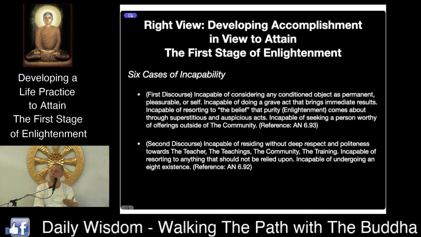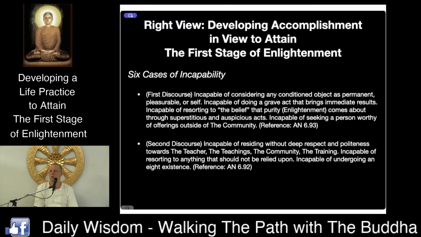He says that by the time you get to accomplishment in view, you will be incapable of resorting to the belief that purity or enlightenment comes about through superstitious or auspicious acts. This is like chanting, sprinkling water on you, tying strings on your wrist, any kind of rites, rituals, ceremonies, and worship. This is all superstitious and auspicious acts.